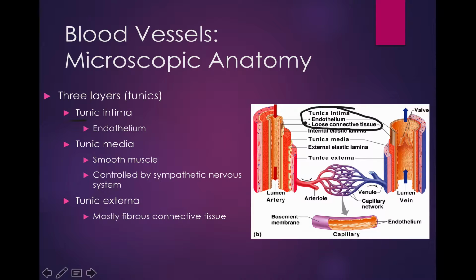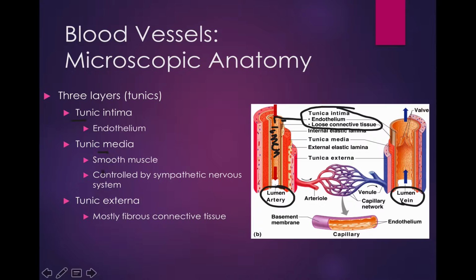So the tunic intima is basically just the innermost layer, which is right here. The actual inside where the blood is going to flow is called a lumen. Oh, I guess it's written right here. So that's a lumen. Same thing with the vein. The innermost layer where the blood actually flows is a lumen.